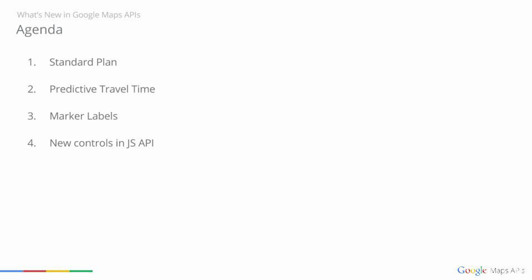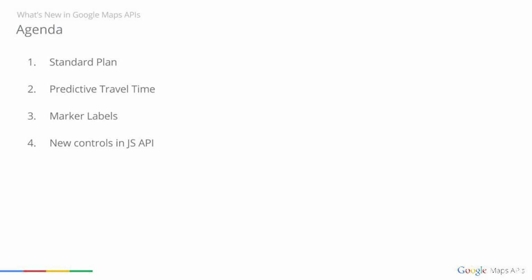First of all, we've just launched a standard plan for the Maps APIs that lets people buy web services quota online with a credit card. Secondly, we have a new feature in Directions and Distance Matrix API called Predictive Travel Time, which lets you improve your applications with the power of Google's traffic data. Thirdly, we've just launched the ability to add labels to markers in the JavaScript Maps API. And finally, we've launched a refresh of the controls in the JavaScript Maps API.